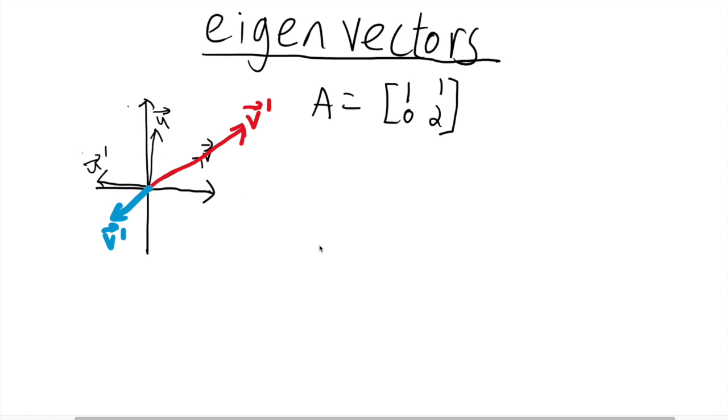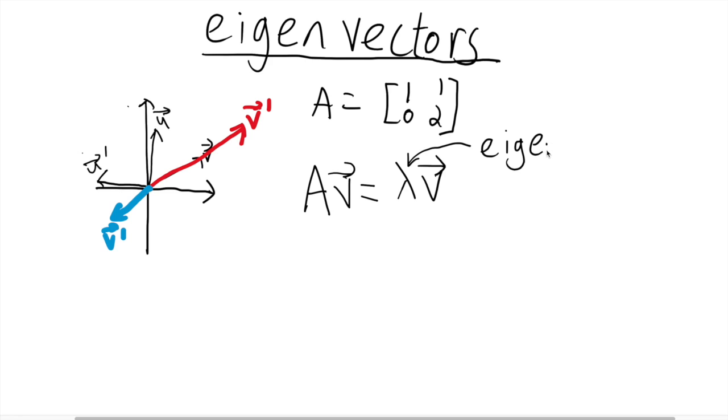And the way that we can calculate eigenvectors is using this equation. If we have the transformation matrix A, we can say that A multiplied by v is equal to lambda multiplied by v, where v is the eigenvector and lambda is called the eigenvalue. This eigenvalue is just a scale factor which the vector v will be multiplied by.